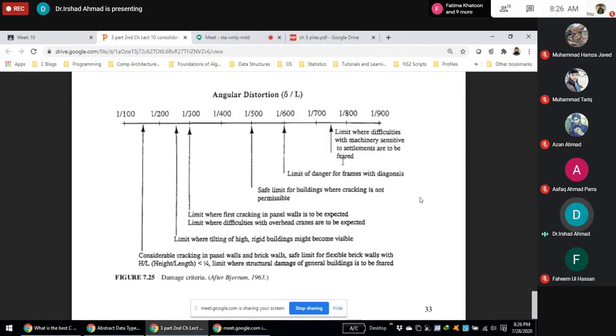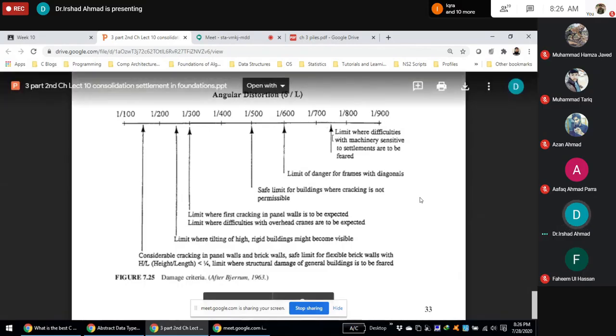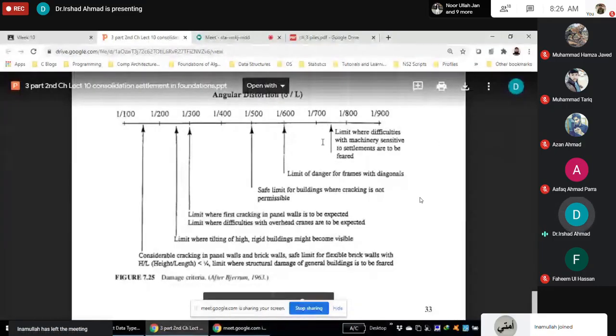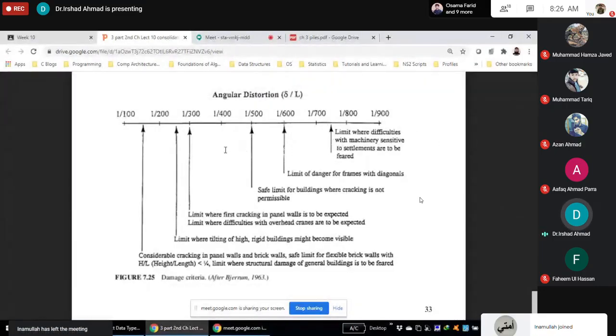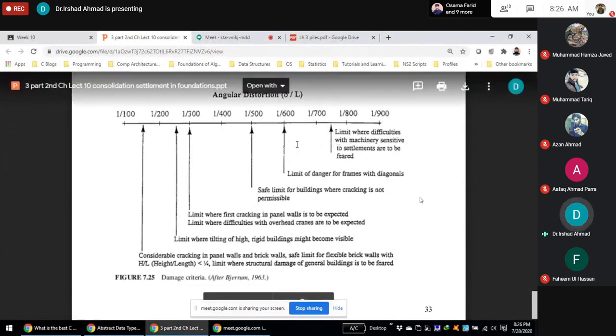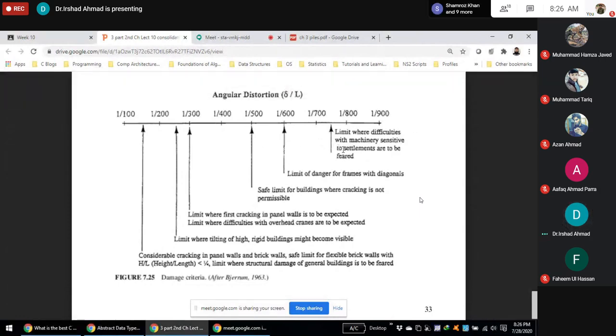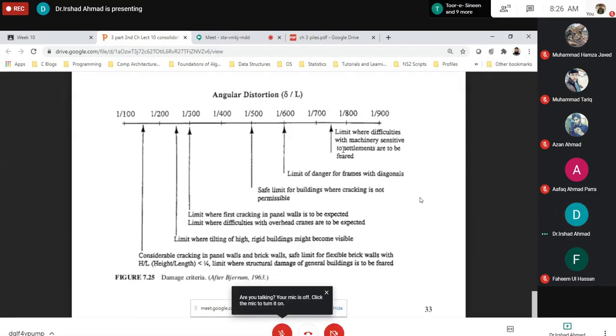It means that if you are going to design a foundation for a machine, the limit would be this one or less than this on the right, but it should not be on the left side, because if the differential angular distortion is more, there would be misalignment of the machinery parts, and there would be wear and tear and malfunction of the machinery.